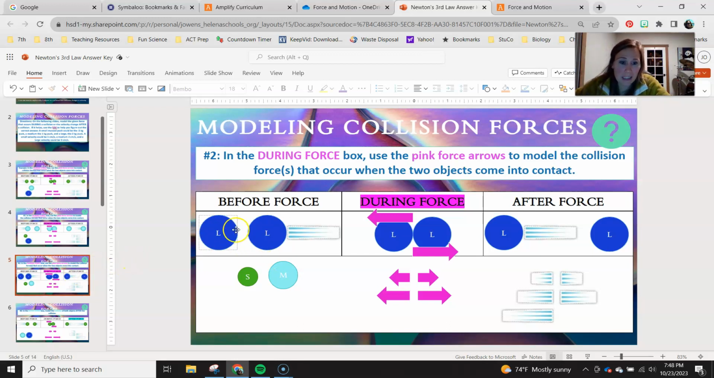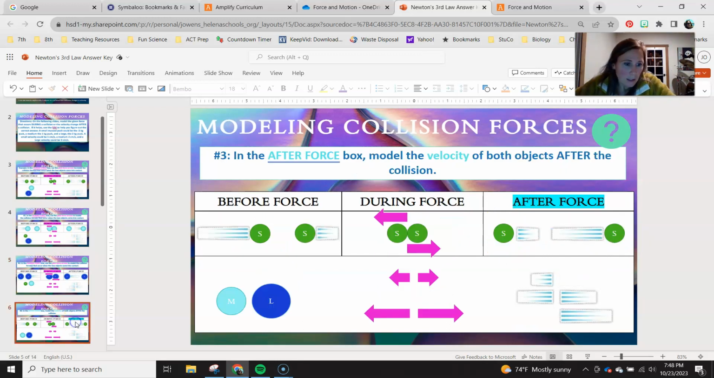Here we've got two of the same mass objects, both large. The right one is moving to the left with a large velocity. When they collide, maybe you put a medium velocity, maybe you put a small force, but when they hit each other, they're going to have the same size pink arrows. I put large for this one. If you put medium, that's fine, as long as they're both medium and in opposite directions. Then again, these two velocities switch spots. This one is going to start moving to the left, and this one is going to start moving.